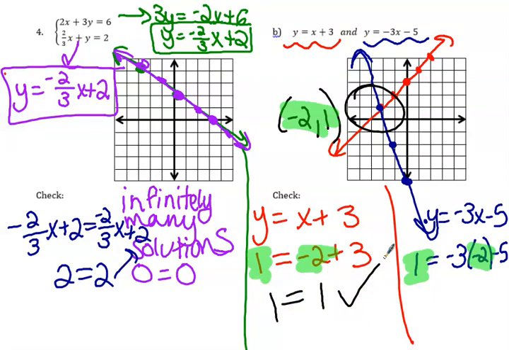Let's try the second one. Negative 3 times negative 2 is a positive 6. 6 minus 5 is 1. So 1 equals 1. We did it right. Okay, so as long as the two sides equal each other, we are good to go.